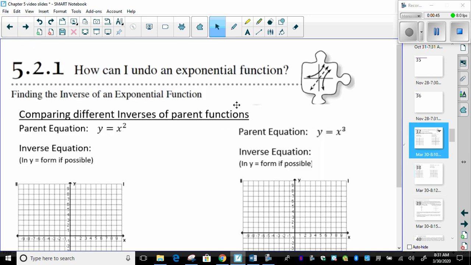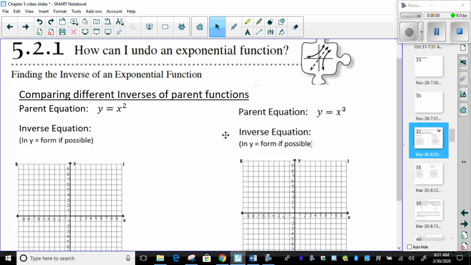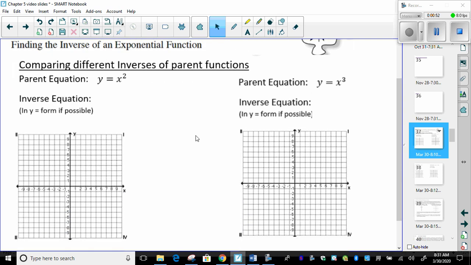Okay, so to begin with, we're going to look at the parent function and we're going to compare just different things about these parent functions. Because they are that parent, we're going to be looking at doing some transformations with them, which in turn means we can look at the transformations of the inverses as well.